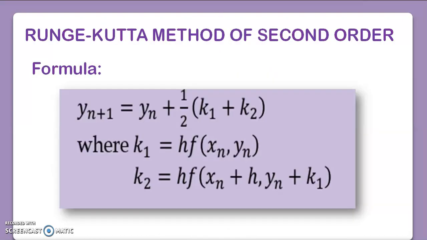Next, Runge-Kutta method of second order. Here the formula is y(n+1) = y(n) + 1/2 (k1 + k2), where k1 = h f(xn, yn) and k2 = h f(xn + h, yn + k1). So here we are going to find two k values, k1 and k2, and by substituting them in the above formula, we will get the required approximation for y. So this is the Runge-Kutta method of second order.